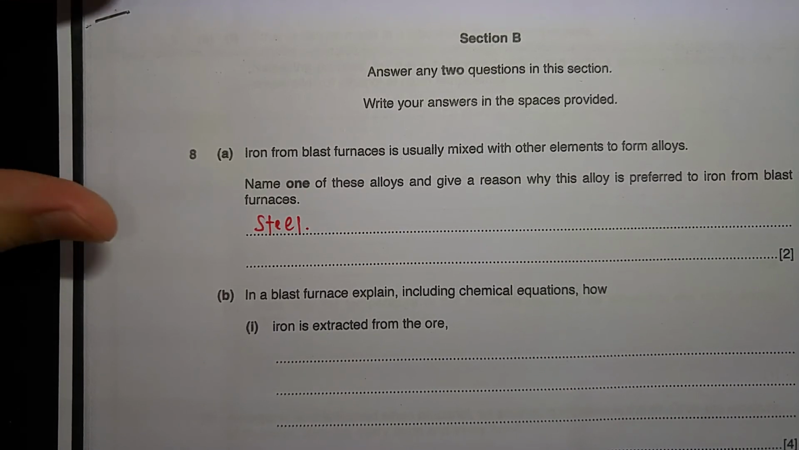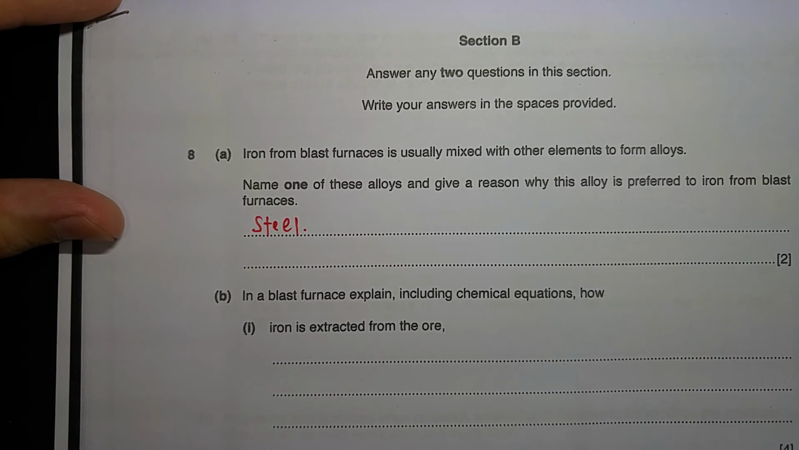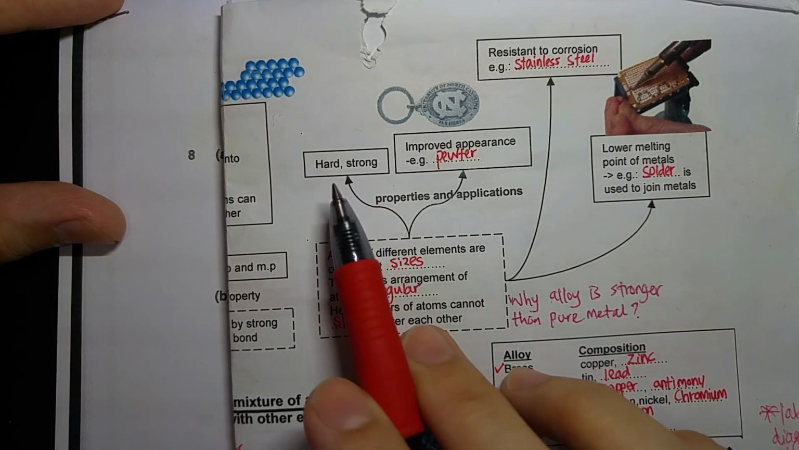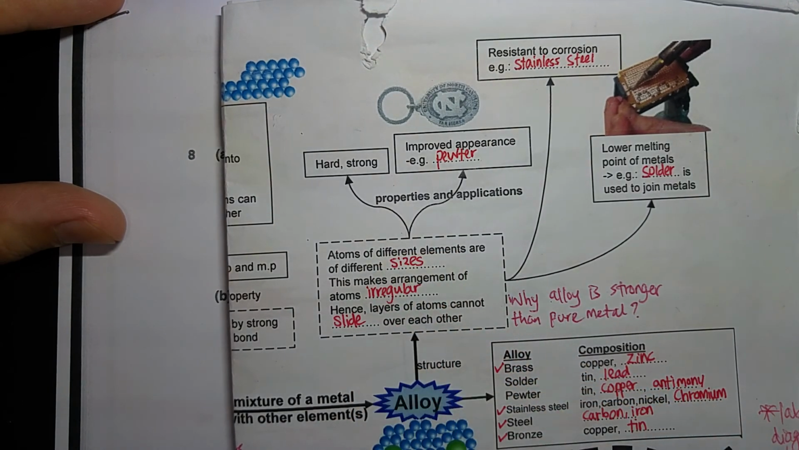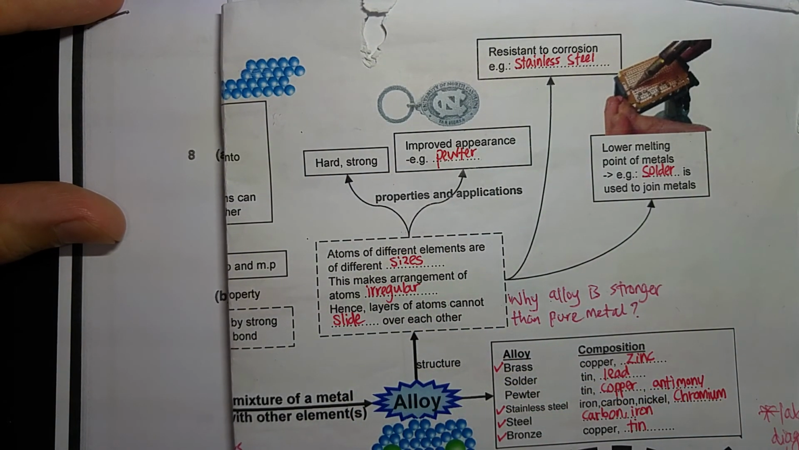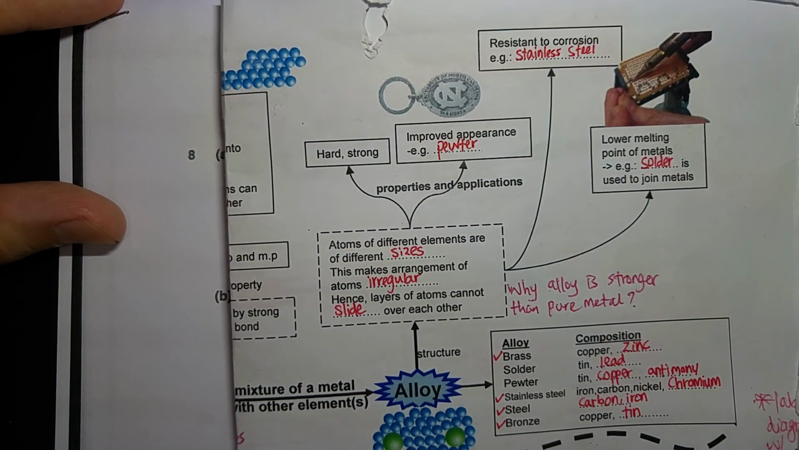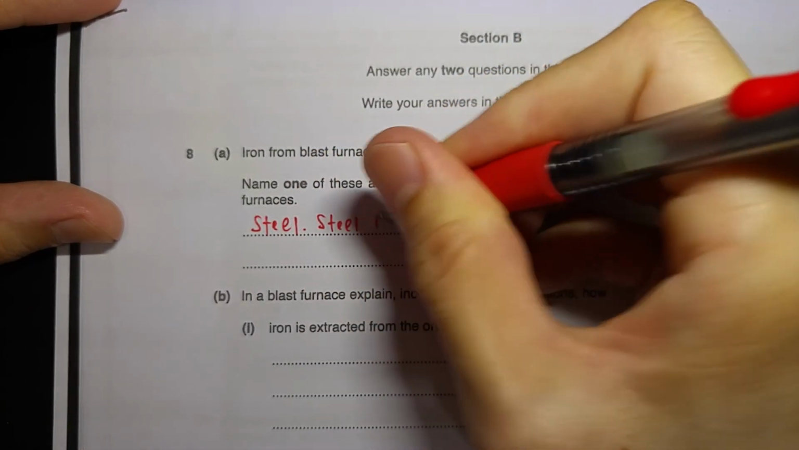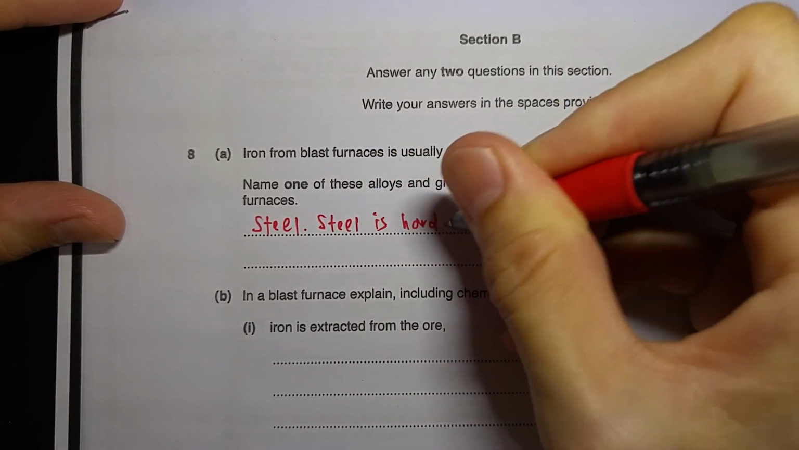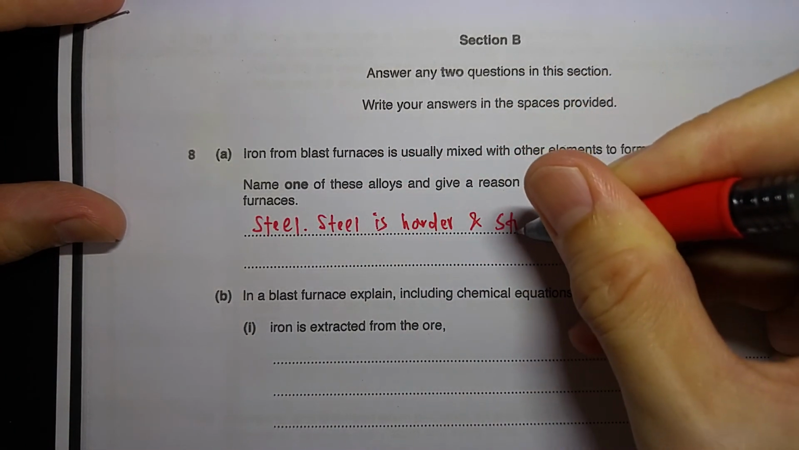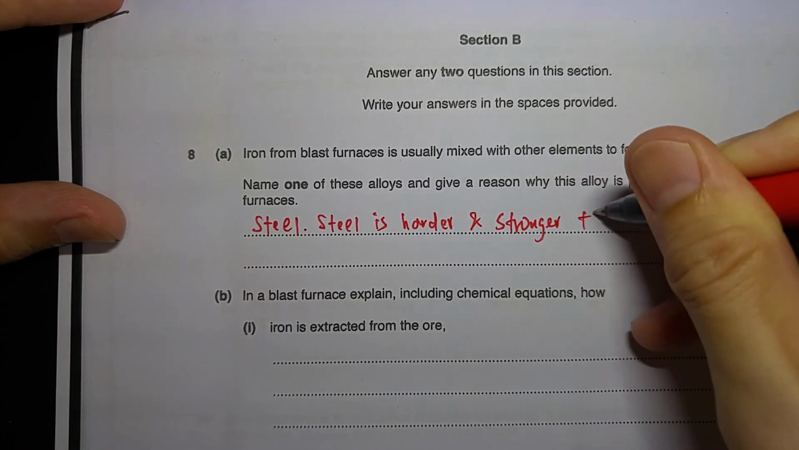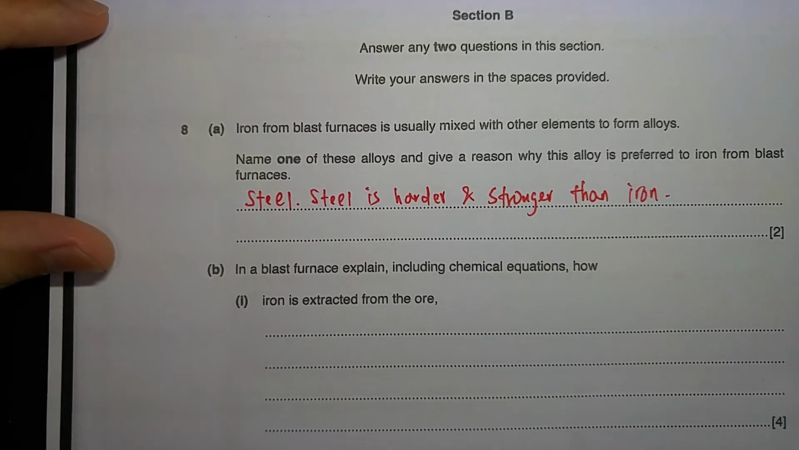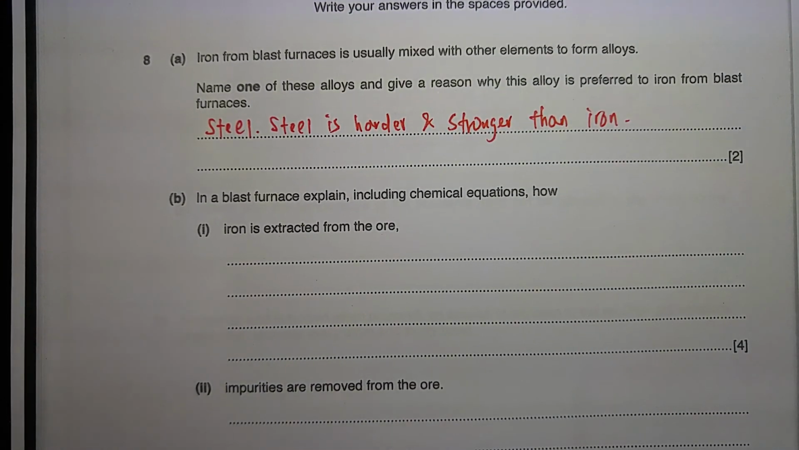So this part requires you to recall the properties of alloy. So properties of alloy, they are all here. Hard, strong. So in this case, if we compare steel and iron, that would be hard and strong. So you can just say steel is harder and stronger than iron. Okay, that's it. That's the 2 marks.